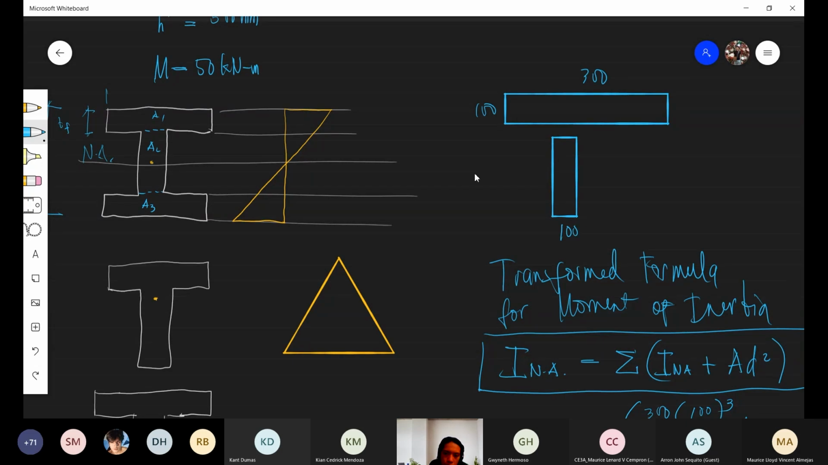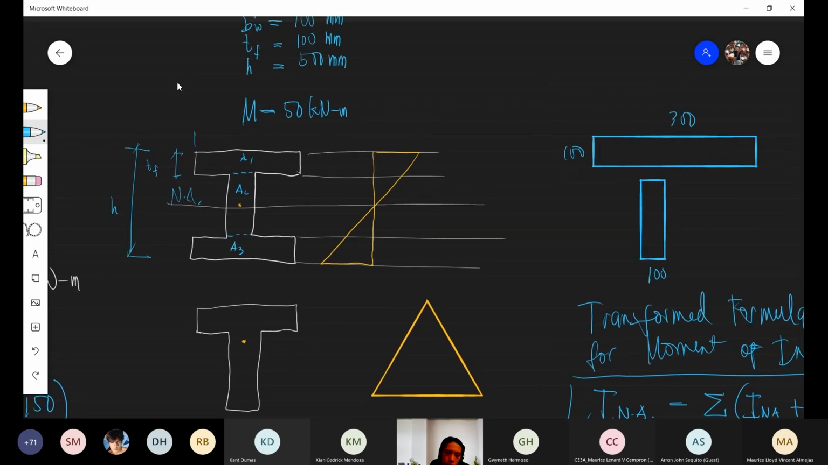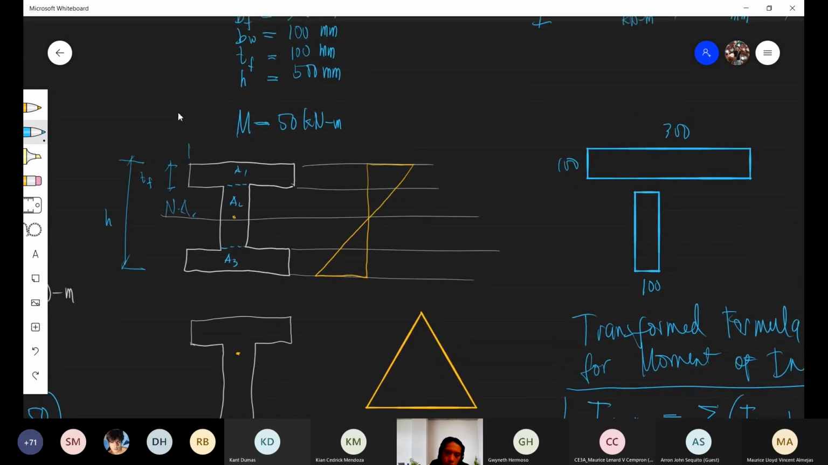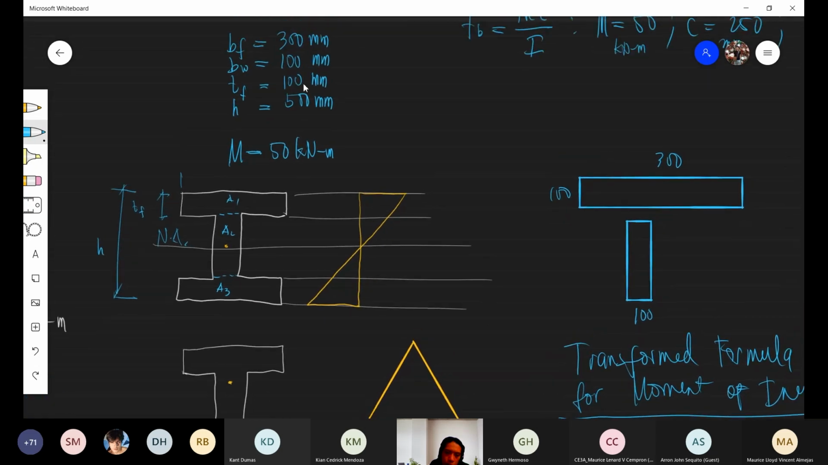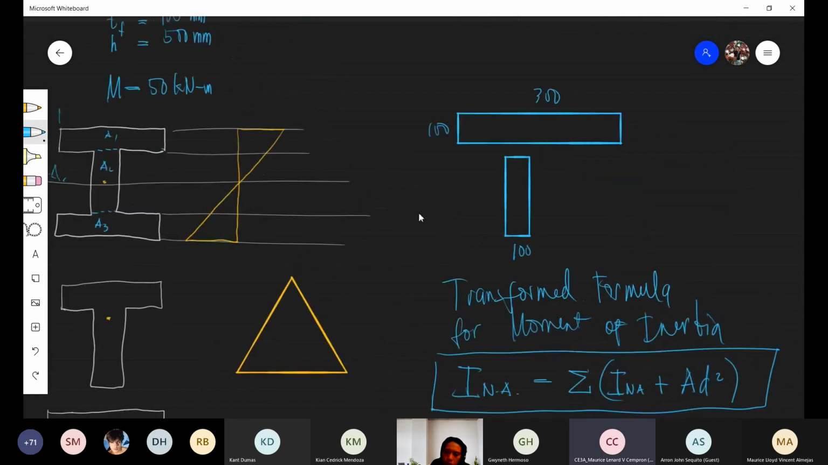What's the distance naman niya? That's the height. If this is 500, di ba 500 an overall height? Tapos ang thickness of the flanges is 100. So 500 minus 2 times 100, that's 300. Do you agree?